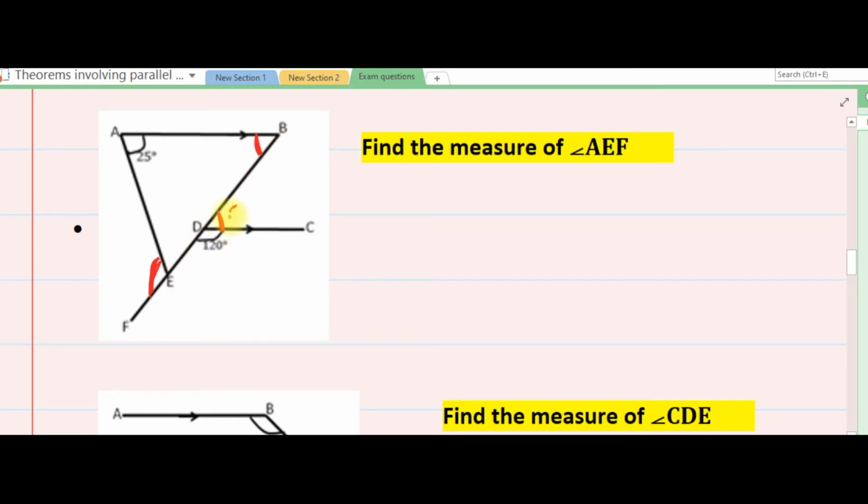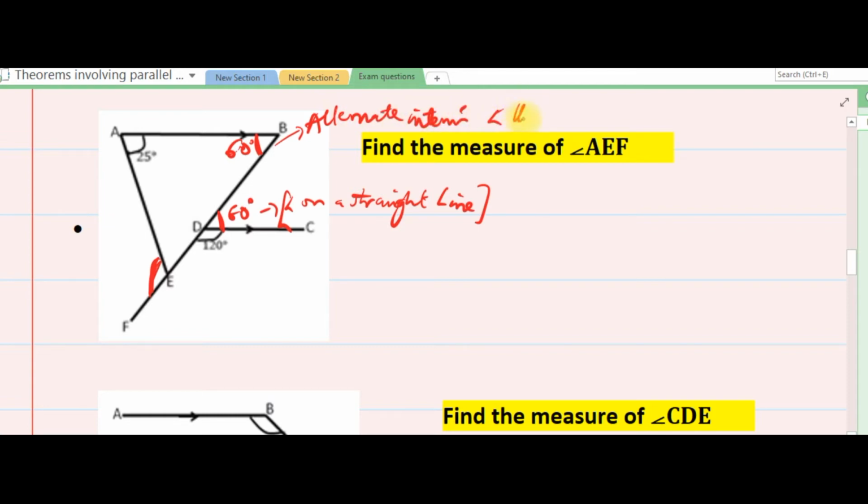So from here, this is 60. You know why? Angle on a straight line, linear pair postulate. So here is eventually 60. Why? Alternate interior angle theorem.